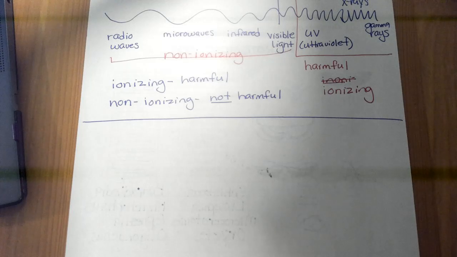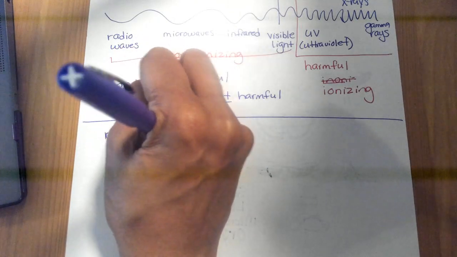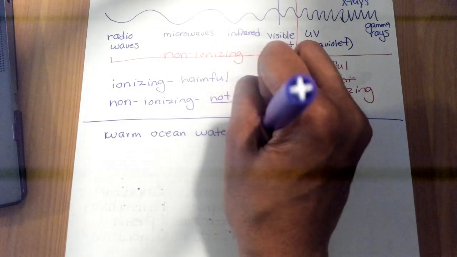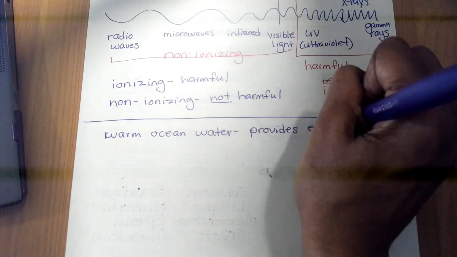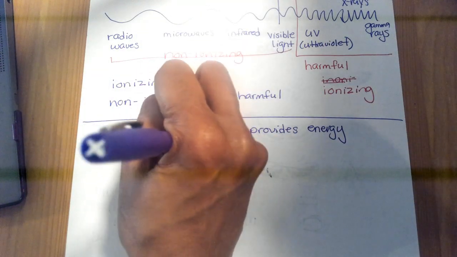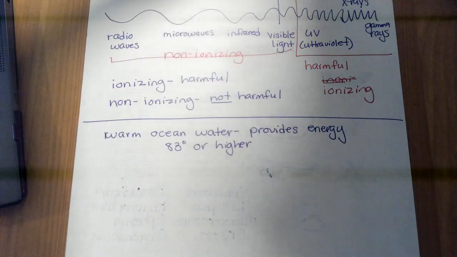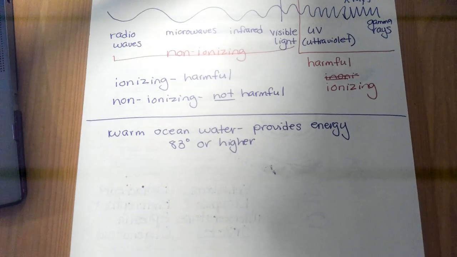Okay, if you remember way back when we talked about hurricanes, so remember, warm ocean water provides energy for a hurricane. Okay, and the water usually has to be 83 degrees or higher. Okay, so if we have warmer temperatures than normal in the Atlantic Ocean, we're going to have more hurricanes, because the warmer the water, the more hurricanes, and the more likely you'll have a hurricane.